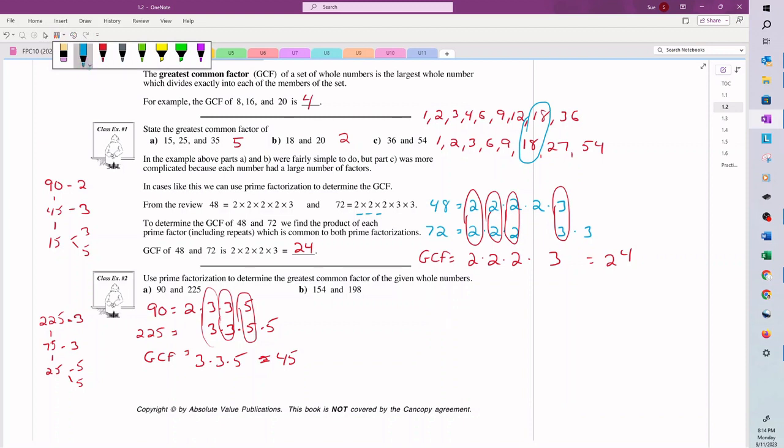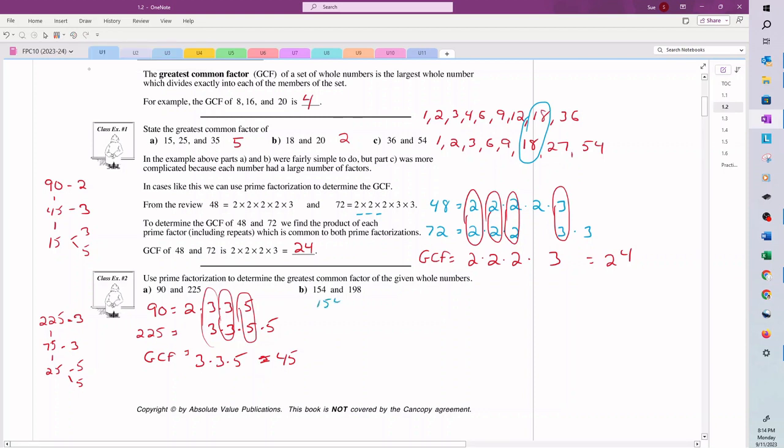Okay, let's do these two, 154 and 198. I'm just going to do the factoring across the page this time, just to show you how it looks a little bit different if I have a different sort of space available to me. So I'm going to go 154. If I divide that by 2, I get 77. And yes, I'm using a calculator. And then 77 I know is 7 times 11. So I get 154 equals 2 times 7 times 11.